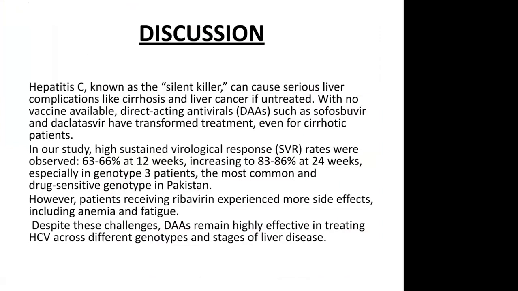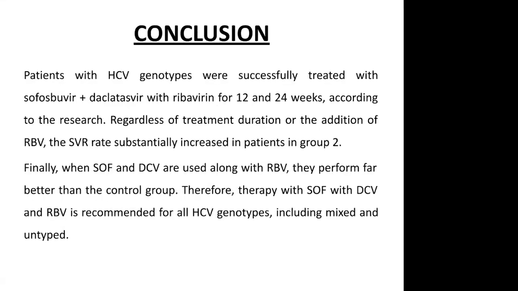Finally, the discussion. In our study, the highest sustained biological response rates were observed, 63 to 66% at 12 weeks, increasing to 83 to 86% at 24 weeks, especially in genotype 3 patients, which is the most common and drug-sensitive genotype in Pakistan. However, the patients receiving ribavirin experienced more side effects, including anemia and fatigue. Despite these challenges, DAAs or direct-acting antivirals remain highly effective in treating HCV across different genotypes and stages of liver disease. So our conclusion was that patients with HCV genotypes were successfully treated with sofosbuvir plus declatacey with ribavirin for 12 and 24 weeks, according to the research.